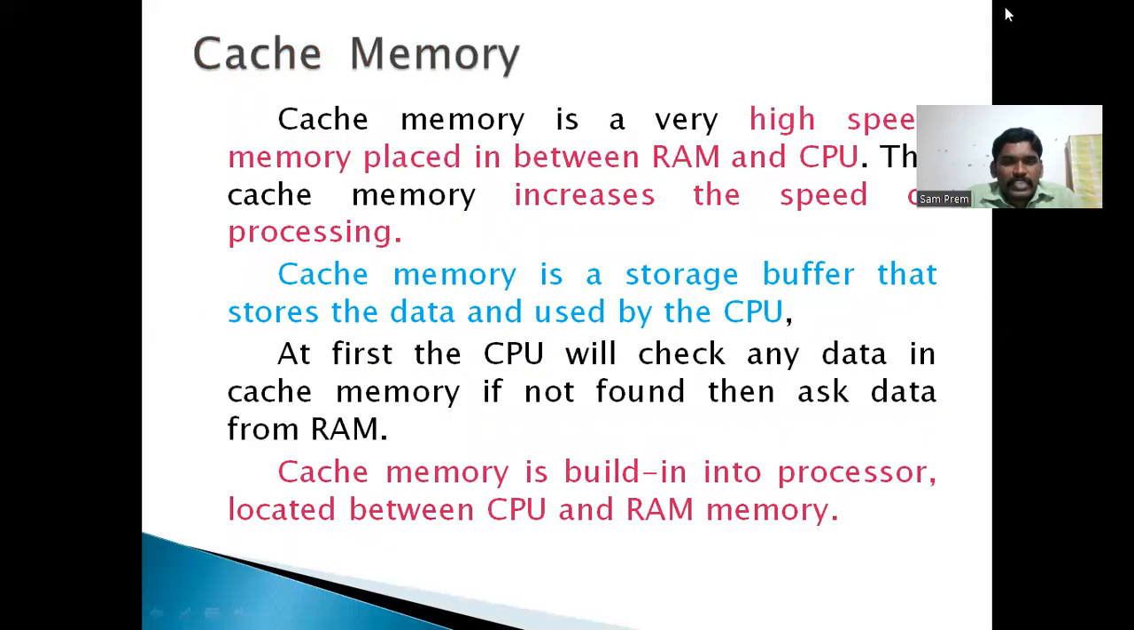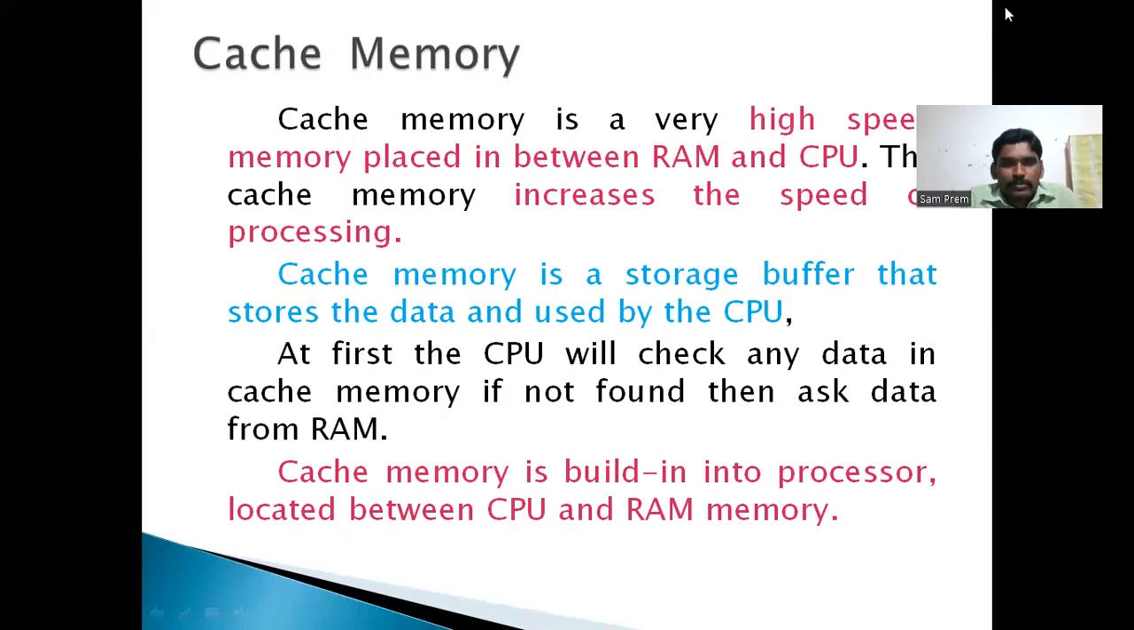And the first one is cache memory. Cache memory is a very high speed memory, so we can access the data in the cache memory very fast. It is placed between the RAM and CPU. The cache memory increases the speed of processing. Cache memory is a storage buffer that stores data used by the CPU. It is built into the processor, located between the CPU and RAM.